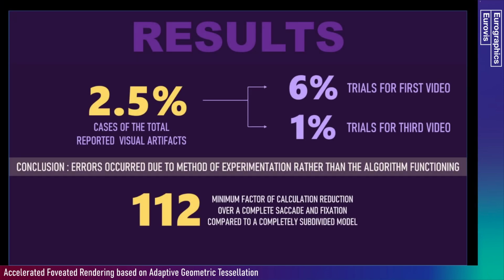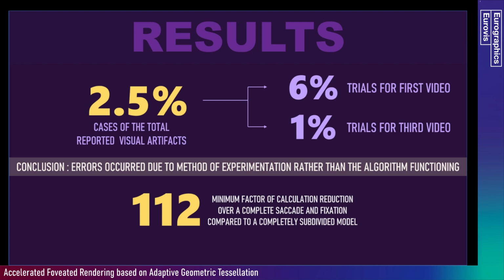Out of the total trials, in 2.5% of the cases, users reported unwanted visual artifacts on the screen. 6% of the trials for the first video had this issue, whereas for the third video, the problem was reported in only 1% of the total cases. Since the first video had nothing happening in the background, artifacts could not technically occur, as nothing in the model actually changed. This leads us to believe that the issue was primarily due to the experiment technique owing to the unavailability of gaze tracking equipment, rather than the functioning of the algorithm itself.